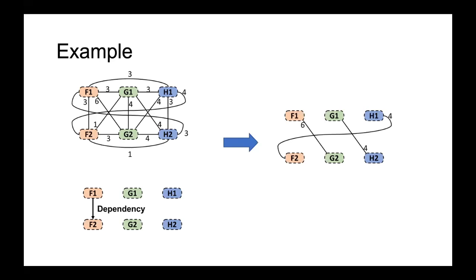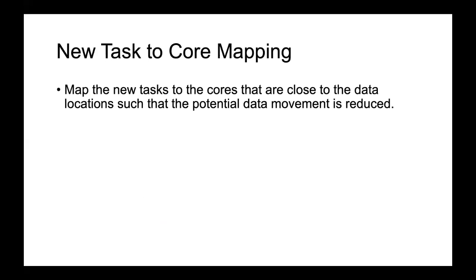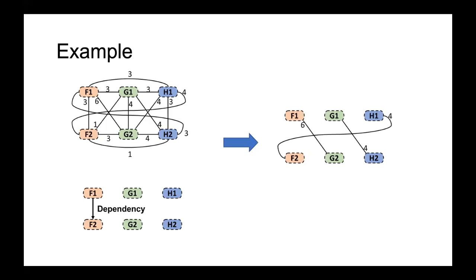This graph indicates that F1 G2 should be clustered, or regrouped, into one new task. Same for G1 H2 and H1 F2. And remember that there is a synchronization to be inserted between F1 and F2 because of the dependency.